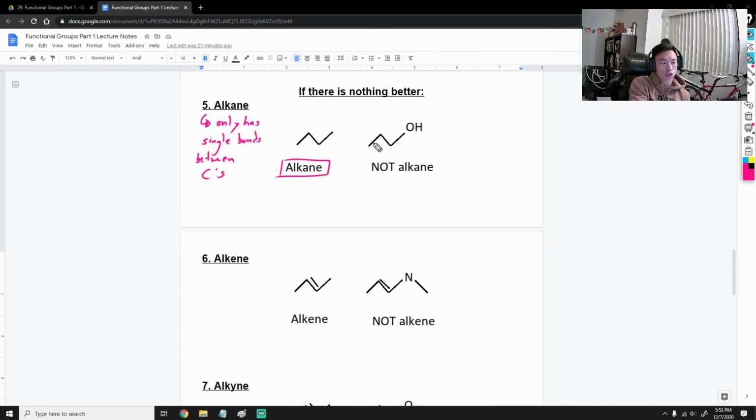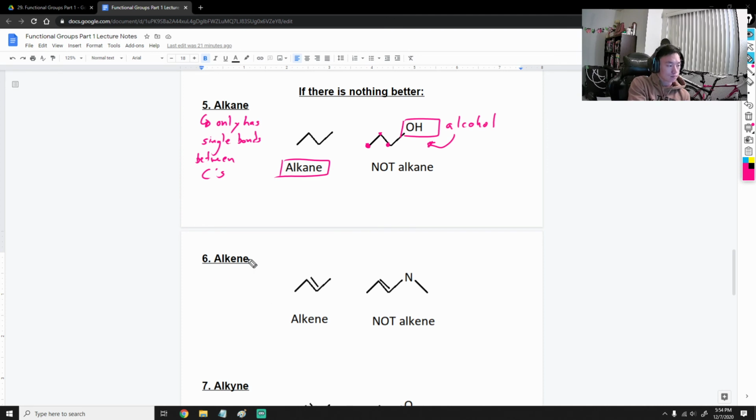But here you're going to notice that you have single bonds between carbon, but there's an alcohol group. This would not be considered an alkane. This is considered an alcohol. And the reason why is because it has something, I guess, better than an alkane. So if there are only single bonds between carbons, we call it an alkane. But if there's something more interesting, like an OH, we'll call that an alcohol.